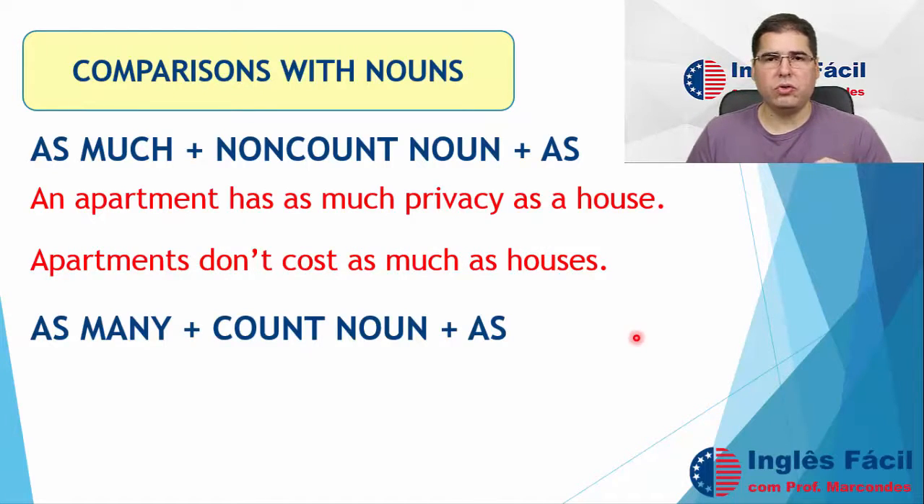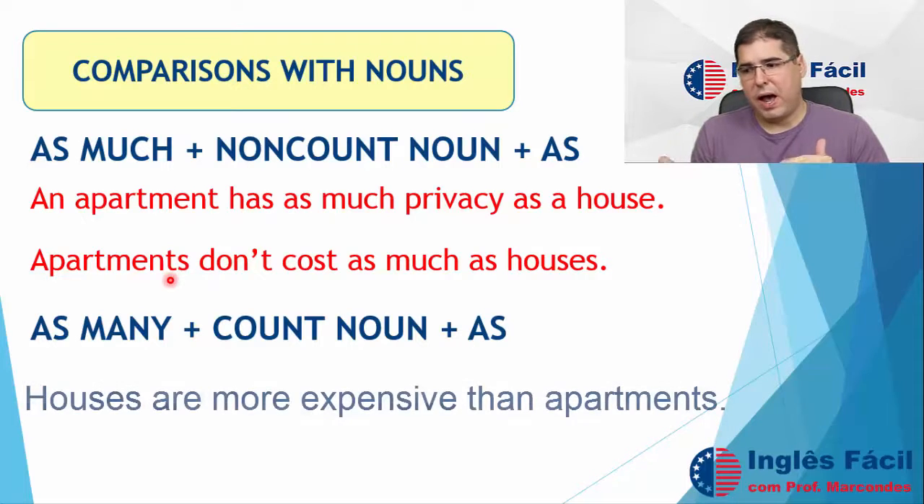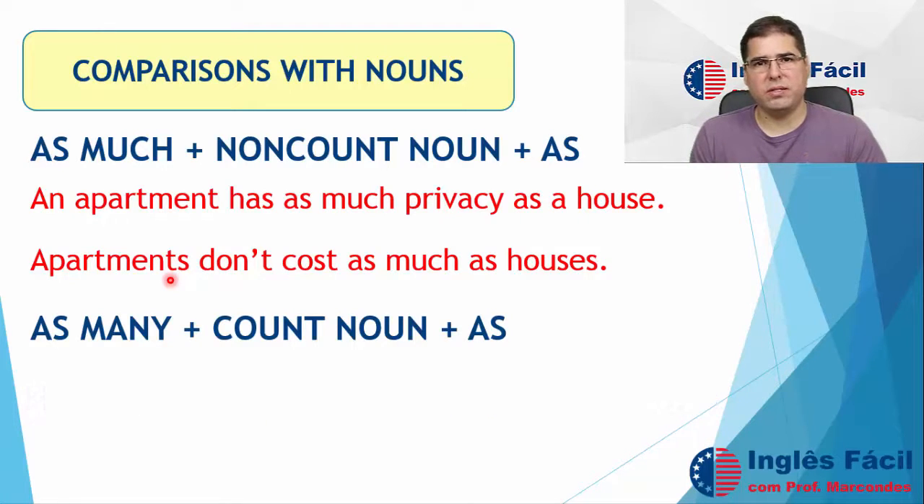Another example. Apartments don't cost as much as houses. So look here. In this case now, we are saying that they are different, right? Houses are more expensive than apartments. So apartments don't cost as much money as houses, okay?